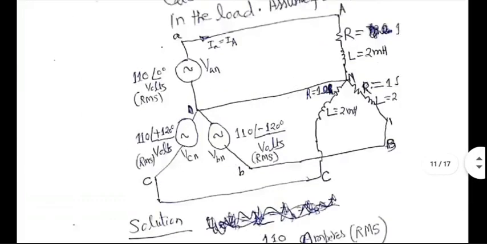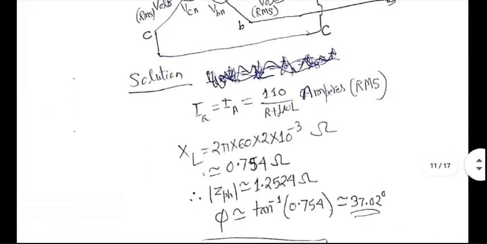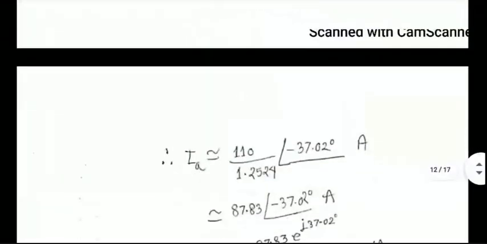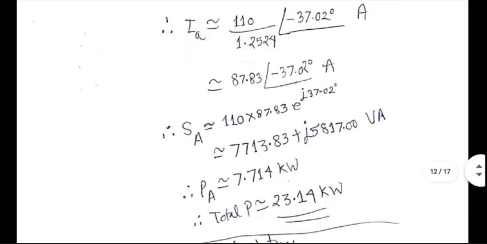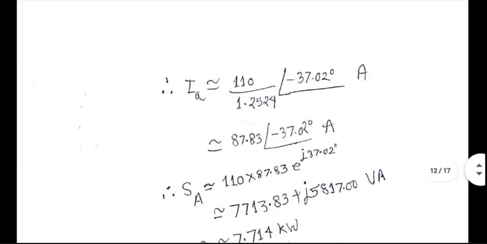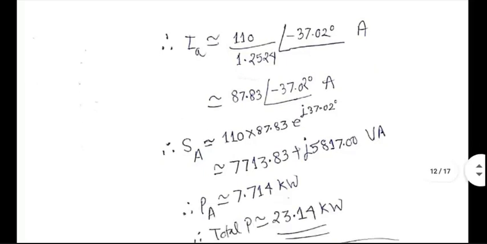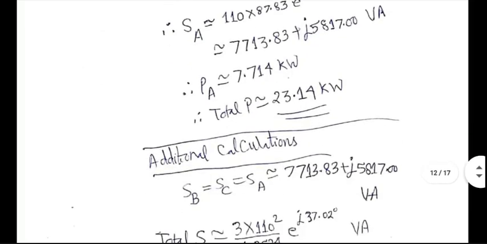And since the values given are RMS values for voltages, the currents also will be RMS values directly. SA is VAN into IA complex conjugate. Half will not be there because we are dealing with RMS values of voltage. So you can check it out yourself.